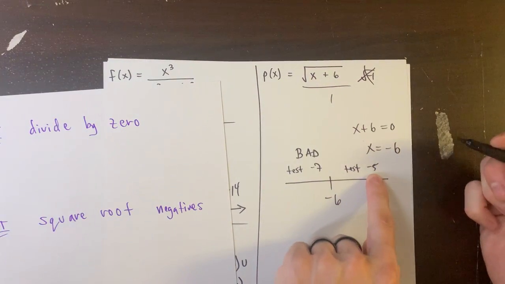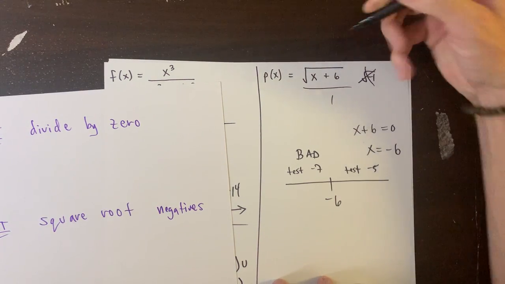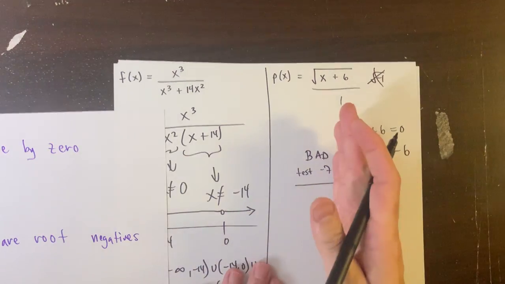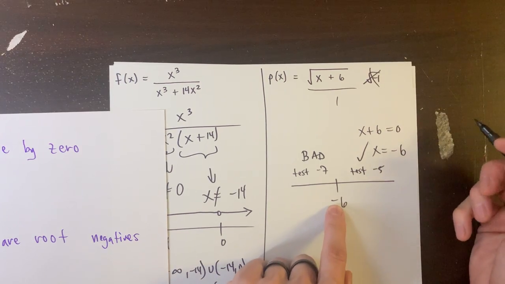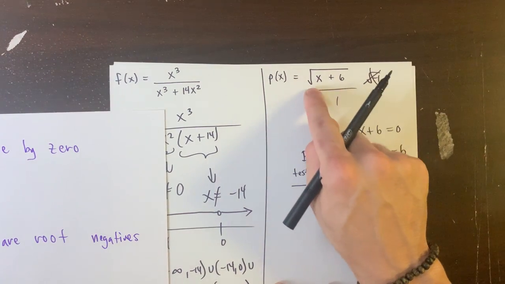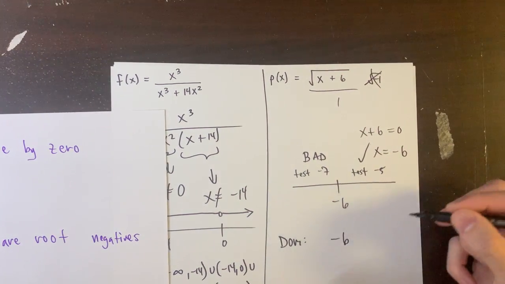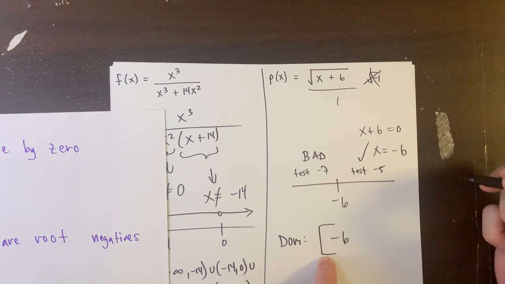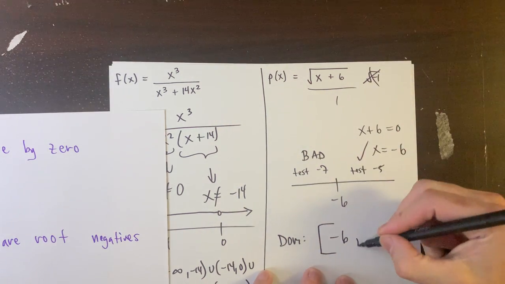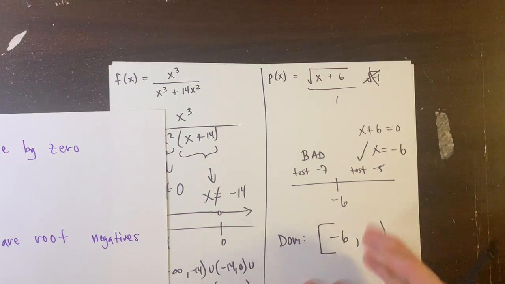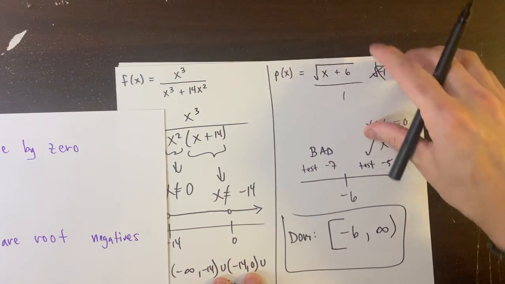What about testing negative 5? If you plug negative 5 in there, negative 5 plus 6 is 1, and I can square root 1 because it's positive. So this side is good. Everything before was bad, but everything after was good. Now what about negative 6 itself? If you plug negative 6 in there, it's 0. Square root of 0, that's okay. So for this problem, the domain would be negative 6 included. That's what the bracket means. The bracket means you include that number. And in this case, we're going to go to the right because we want numbers that are bigger than negative 6. And when I say go to the right, I mean all the way to infinity. So this would be the domain for this problem here.